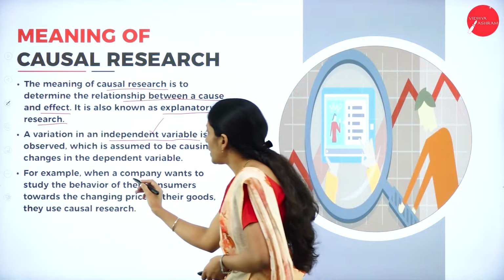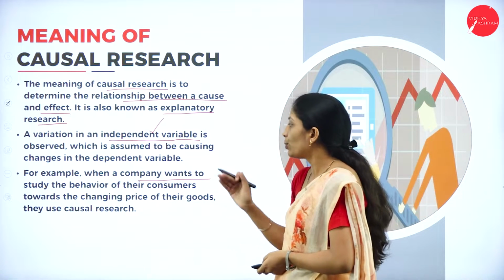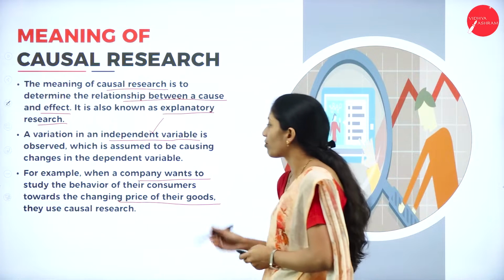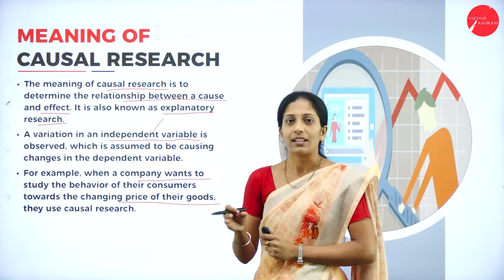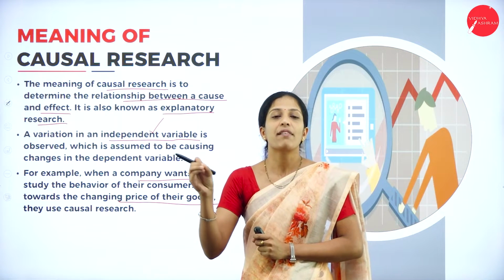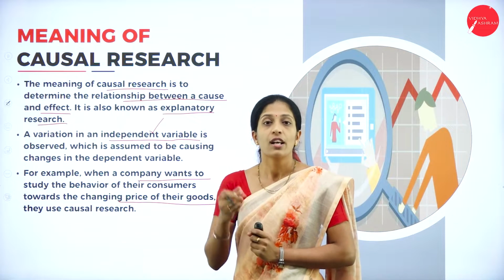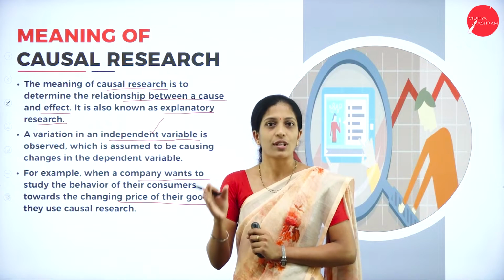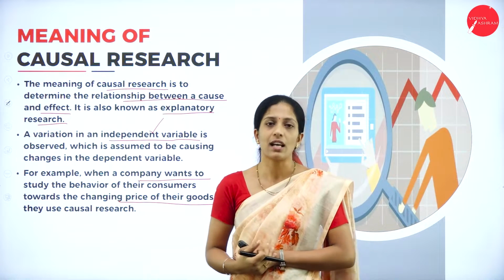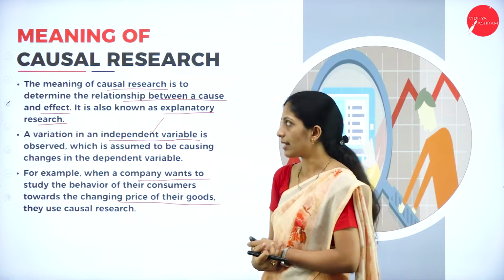So for example, when a company wants to study the behavior of their consumers towards the changing price of their goods, what is it called? Causal research. Here the company wants to see the behavior of the consumer when it raises the price of a particular product. How will the consumer react? So there is a cause, and at the same time there is an effect. So it is called experimental or causal research.